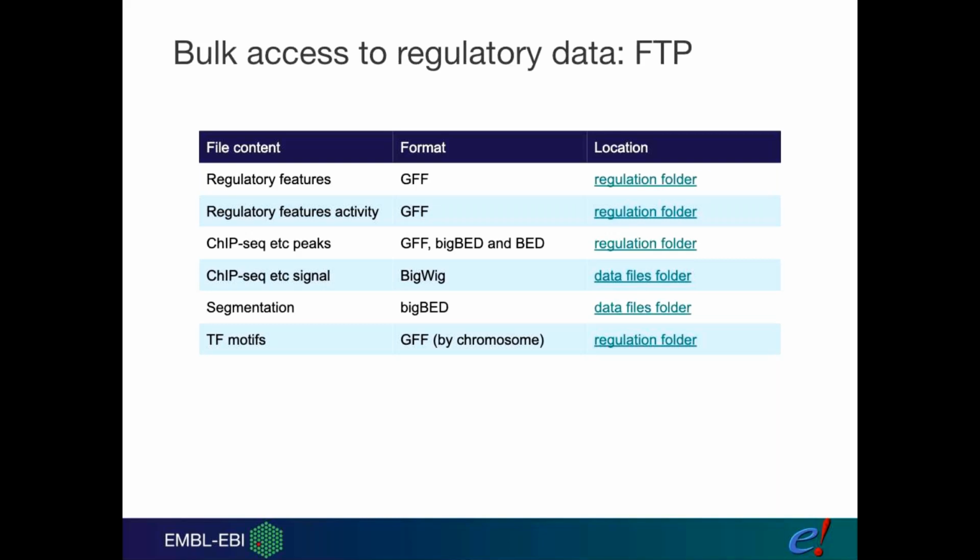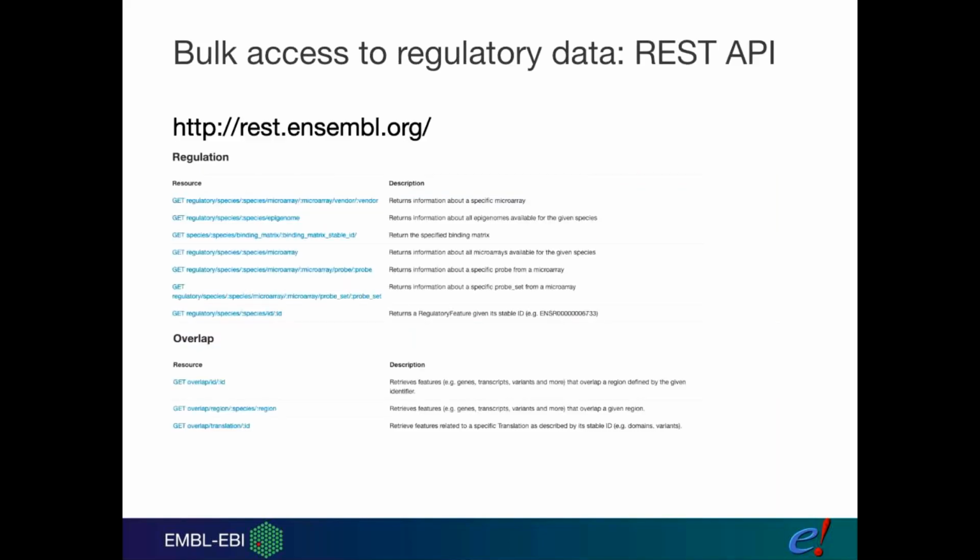We also have a REST API if you want to work programmatically. We have a number of different endpoints in our REST API. I'm not going to go into too much detail about what REST APIs are, but if you know about REST APIs, you can do things like put in a regulatory feature ID, and it will give you a bunch of data, including things like its activity in different cell types. You can also use what we call the overlap endpoints, so you can put in a region and find all the regulatory features in that region.